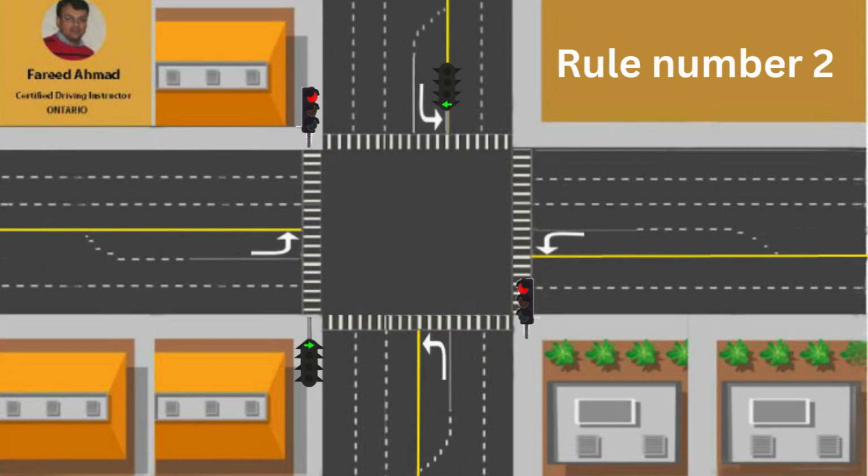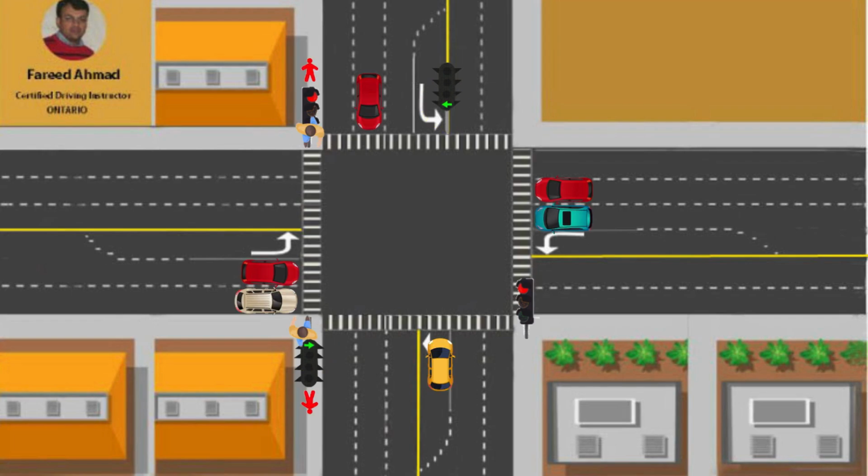Rule number two is about the advanced signal, or you can say the left arrow signal. As you can see in the video, this advanced signal allows you to take a left without any traffic and pedestrian obstacles. Until the advanced signal is on, neither the traffic from any side nor the pedestrians have permission to proceed.